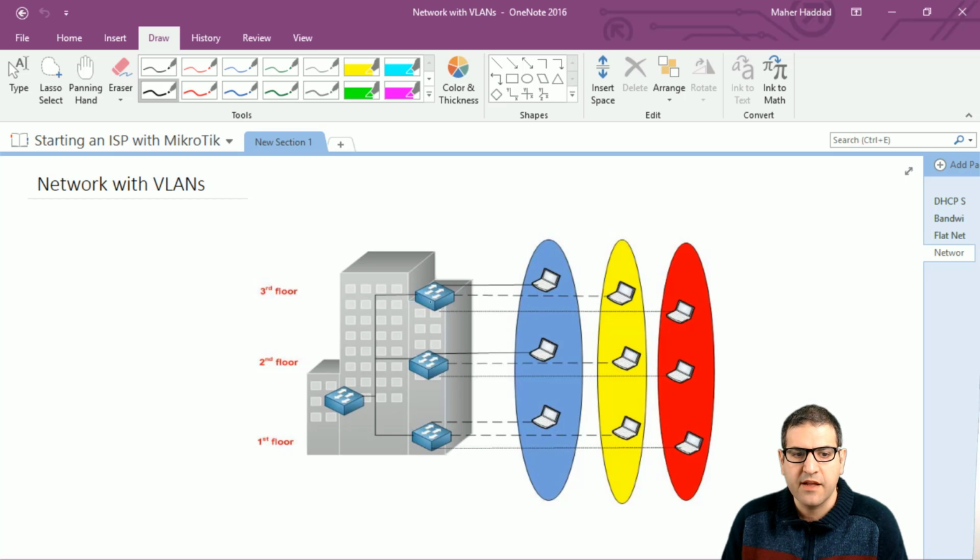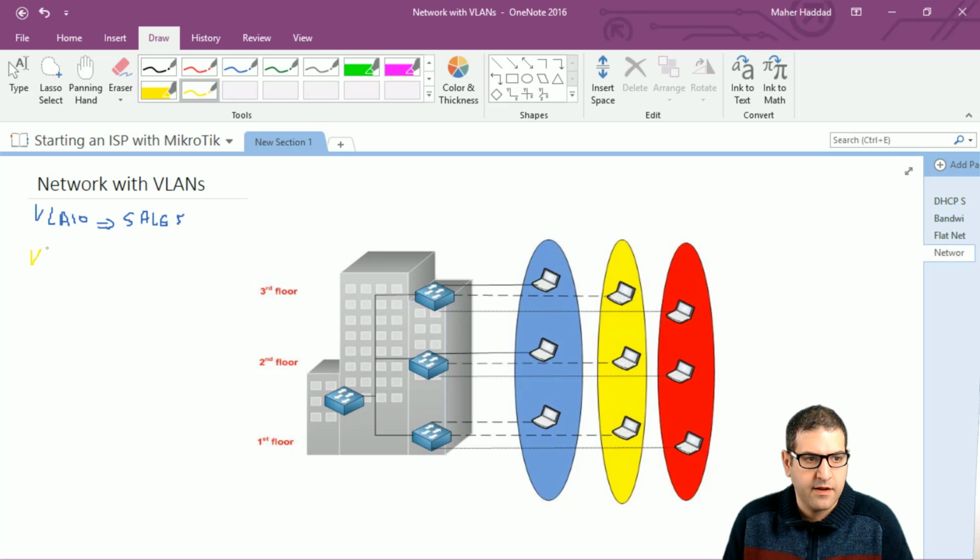So instead of saying that floor number 1 is for sales, floor number 2 is finance, and floor number 3 is marketing, what we can do is create VLANs. Let me write it in blue. VLAN number 10 is for sales. Then VLAN number 20 is for finance. And we take the red one, VLAN number 30, for marketing.